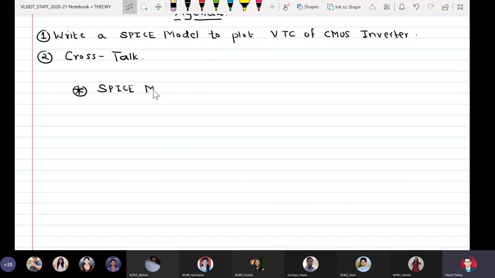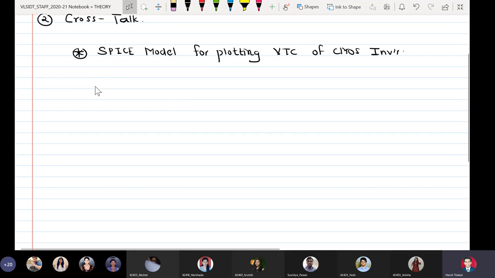SPICE model for plotting VTC of CMOS inverter. Okay, see, now first we'll make the basic transistor level schematic of the CMOS inverter, and then we'll convert it into a schematic which will help us to write a SPICE model.